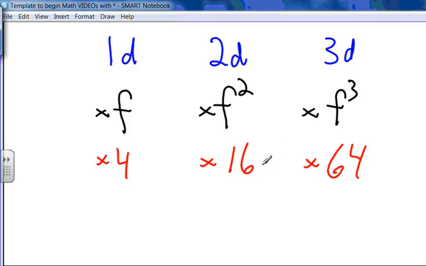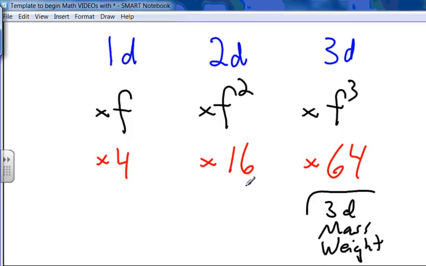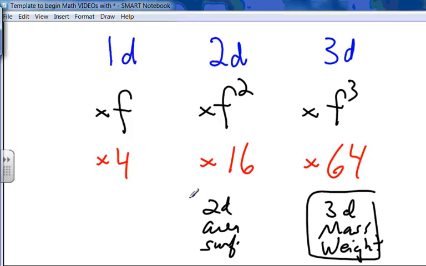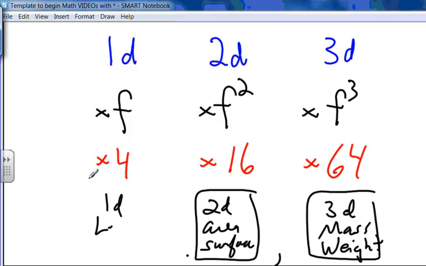Now with 3 dimensions, this often refers to mass or is related to mass. You can think of it as weight. 2 dimensions is area, which is a flat surface. How many square units fill up a flat surface? And 1 dimension is basically length.